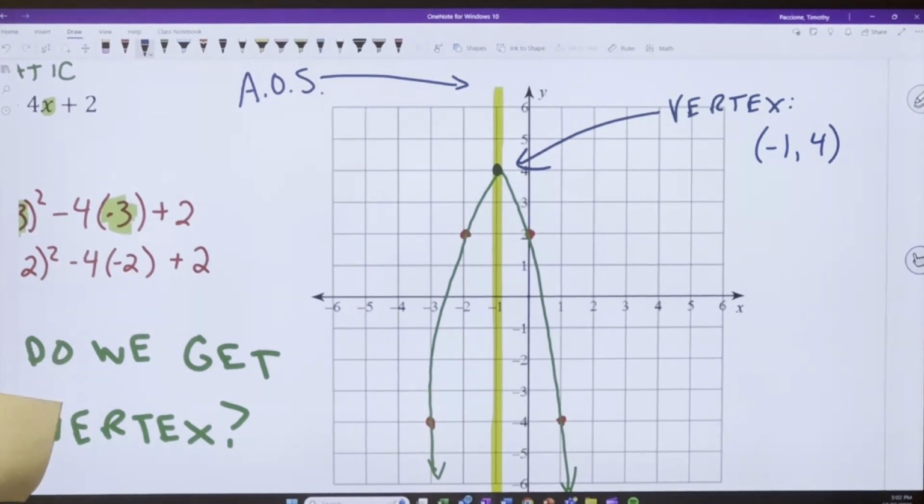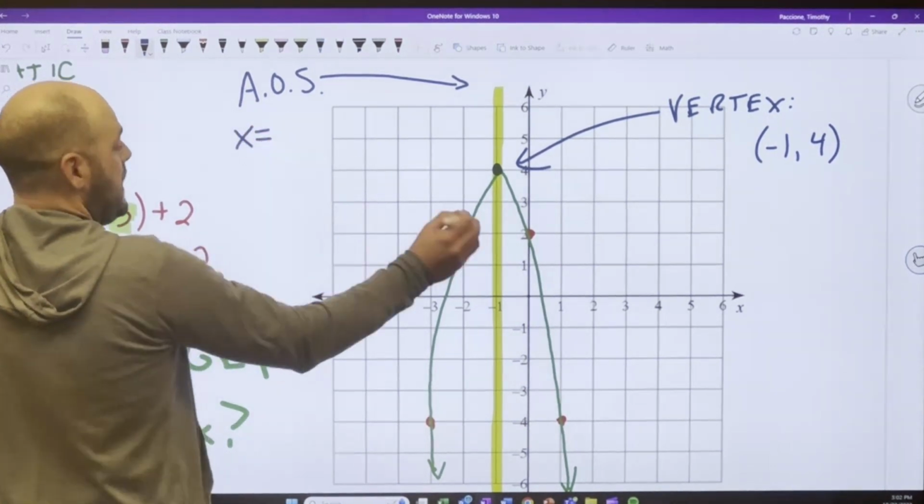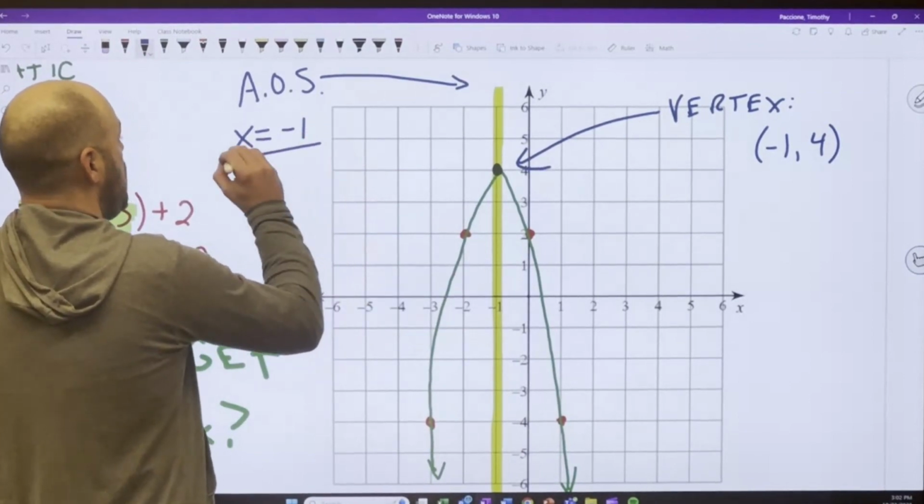And guess what? We could write an equation for that. We need to know how to write the equation for a vertical line. How do you do that? Yeah. You do x equals, and then whatever number it goes through on the x-axis. In this case, it's -1.